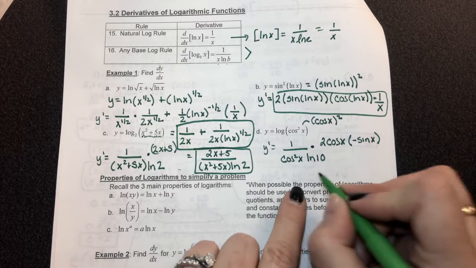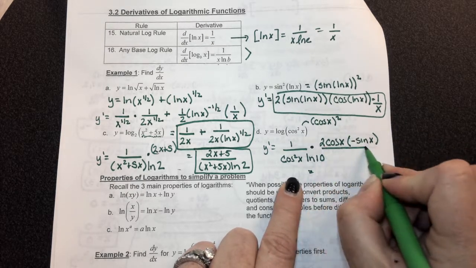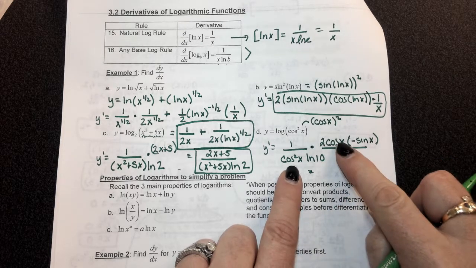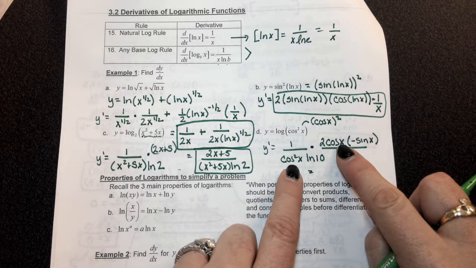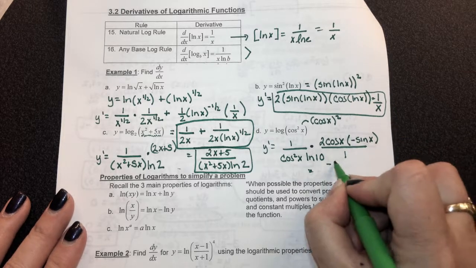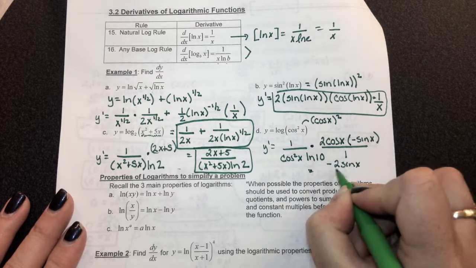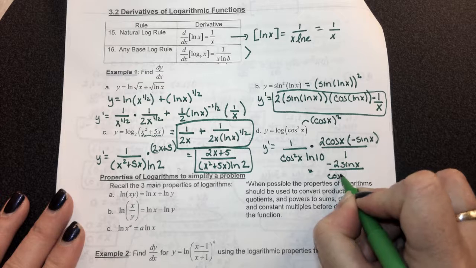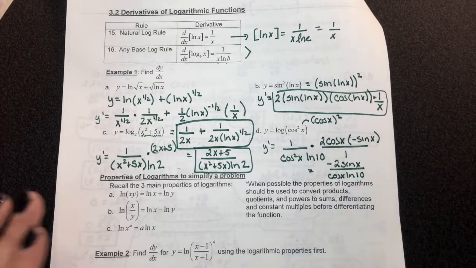Can you simplify this fraction right now? Remember, this is all over 1. What can you cross cancel? You can cross cancel a what? Cosine of x. So my final simplified answer will be negative 2 sine of x over cosine of x times the natural log of 10.